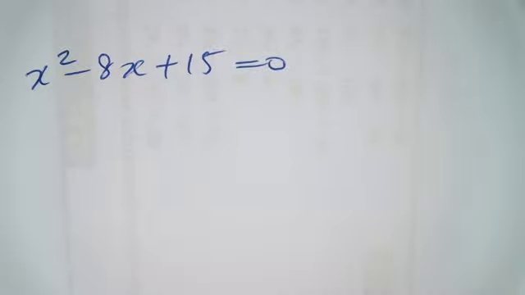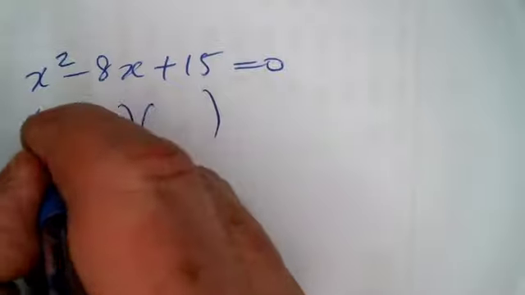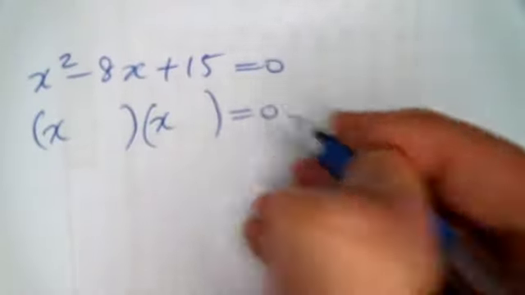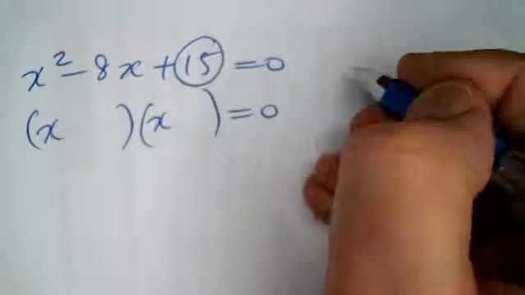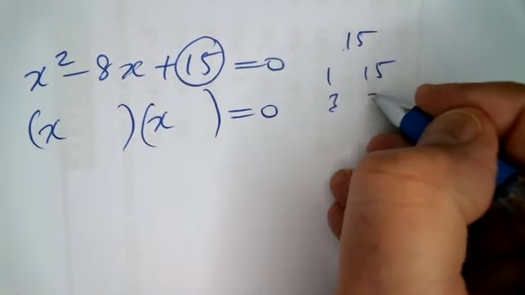So here is such an equation. The first thing I'm going to do is factorize. So I'm going to have an x and an x of some sort. I'm going to look for factors of, in this case, 15. So 15 is going to be 1 and 15, 3 and 5.